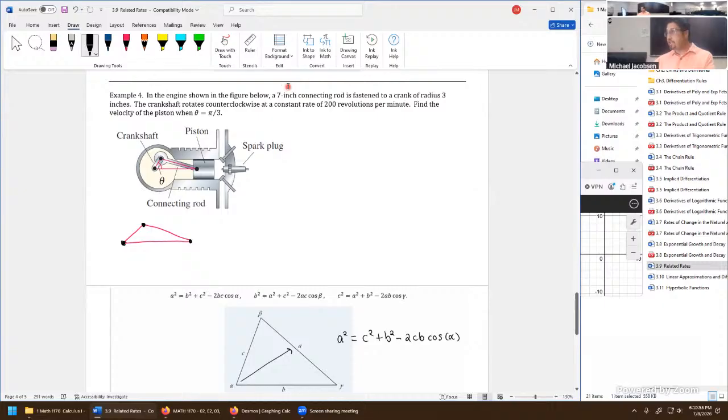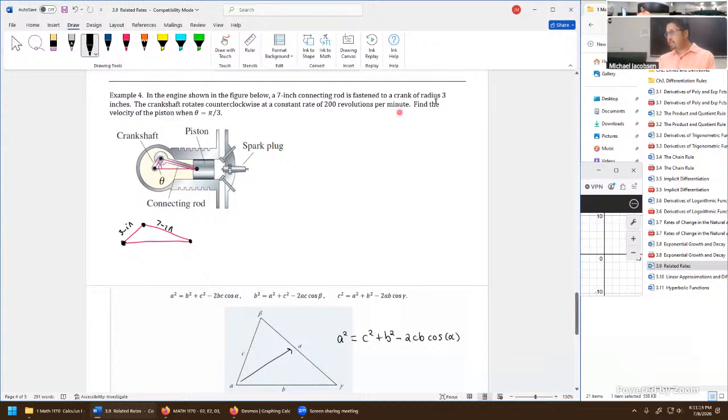There's a 7-inch connecting rod. That's this piece right here. So let's call this 7 inches. There is a crank of radius 3 inches. This is the crank right here, or crankshaft. So 3 inches going this way.